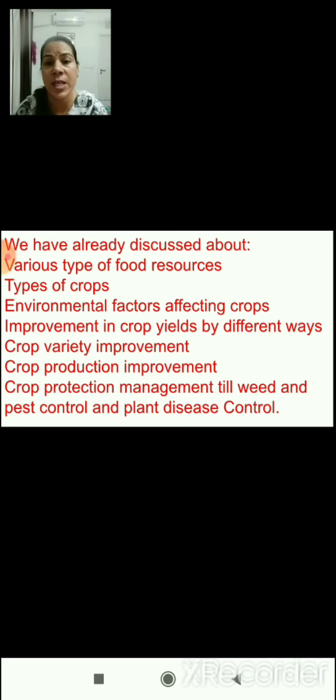In our previous sessions, we studied about various types of food resources and types of crops. We also studied about environmental factors affecting the crop and improvement in crop yields by different ways. We also learnt about crop variety improvement and crop production improvement, and in our previous session we studied about crop protection management: weed, pest control and plant disease control.